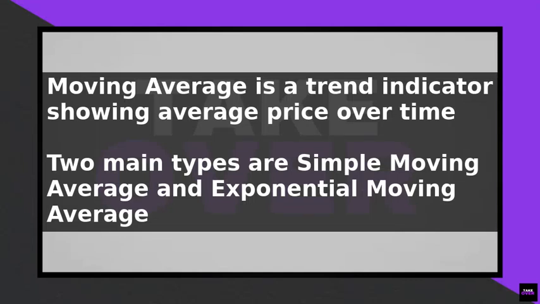To get started with moving average trading on TradingView, you need to understand what a moving average is. A moving average is a trend indicator that shows the average price of a security over a certain period of time. There are two main types of moving averages: simple moving average and exponential moving average. The simple moving average gives equal weight to all the days in the period, while the exponential moving average gives more weight to the recent days.